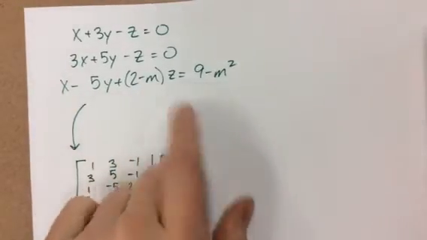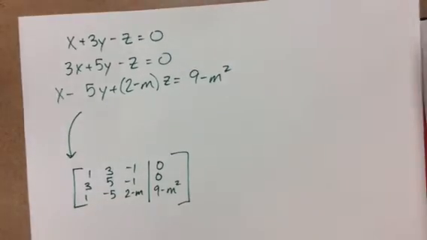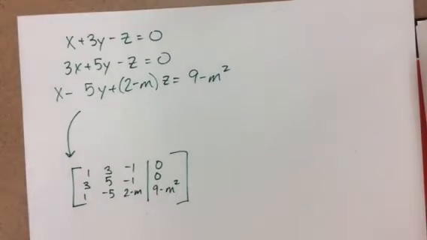As m changes, what does that do to our three planes? What scenario do they fit? Are they the same plane? Are they parallel planes? Do they intersect at a point? Do they intersect at a line?